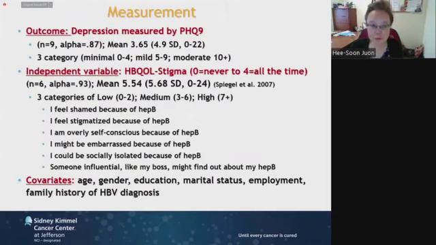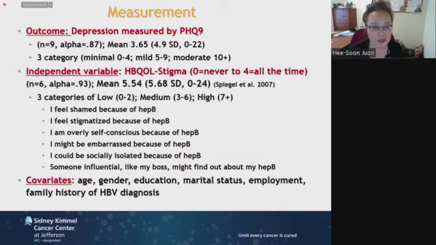As the outcome, I use depression measured by PHQ-9. It has an alpha of 0.87. So we made 3 categories: minimal, mild, and moderate. As the major independent variable, I'm using stigma as a part of the hepatitis B quality of life measure developed by Spiegel. Based on the distribution, we made 3 categories of stigma: low, medium, high.